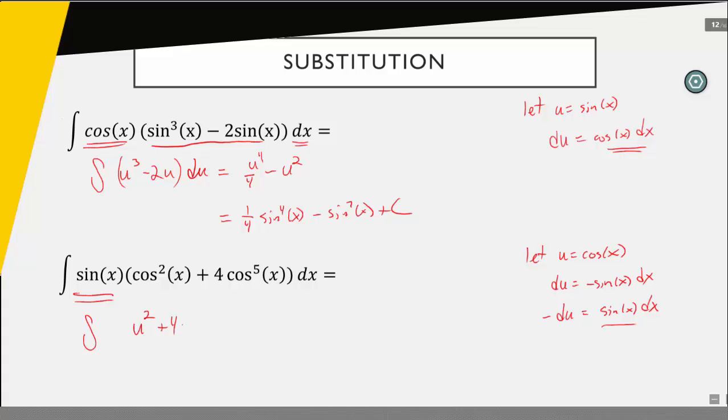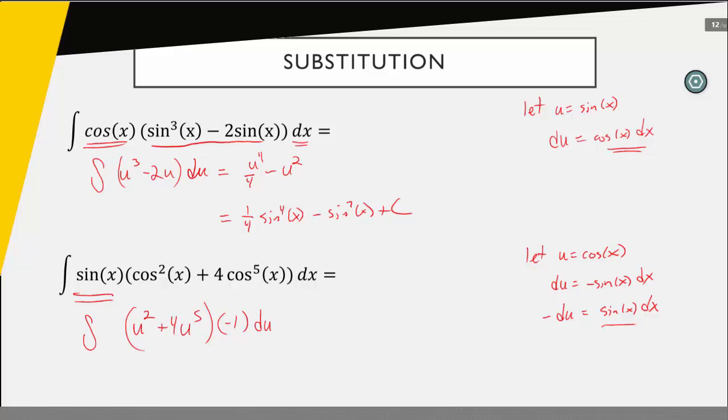U squared plus 4 u to the fifth power, and then that sine of x dx gets replaced by negative du. And now once again, I just have a polynomial in u. I integrate this using power rules and plug in my x's again, and I'm done. So that really hits the big idea of using substitution to work on these integrals with trigonometric functions.